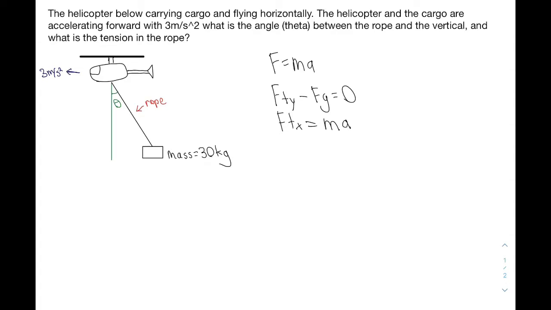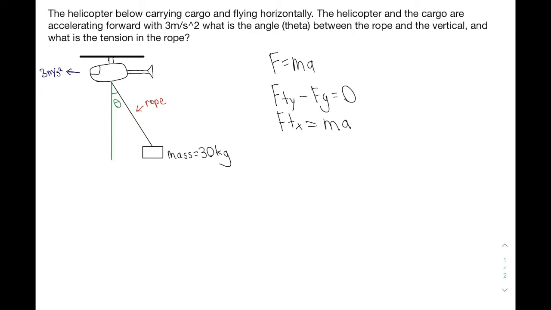So the question asks, the helicopter below is carrying cargo and flying horizontally. The helicopter and the cargo are accelerating forward at 3 meters per second squared. What is the angle theta between the rope and the vertical? And also, what is the tension in the rope?